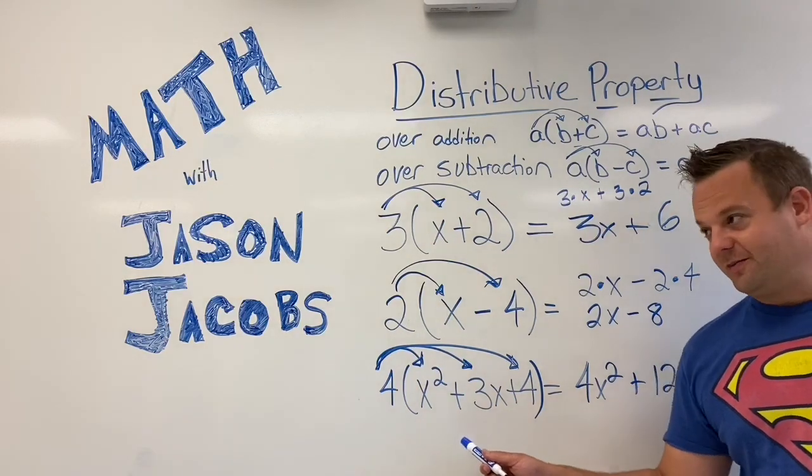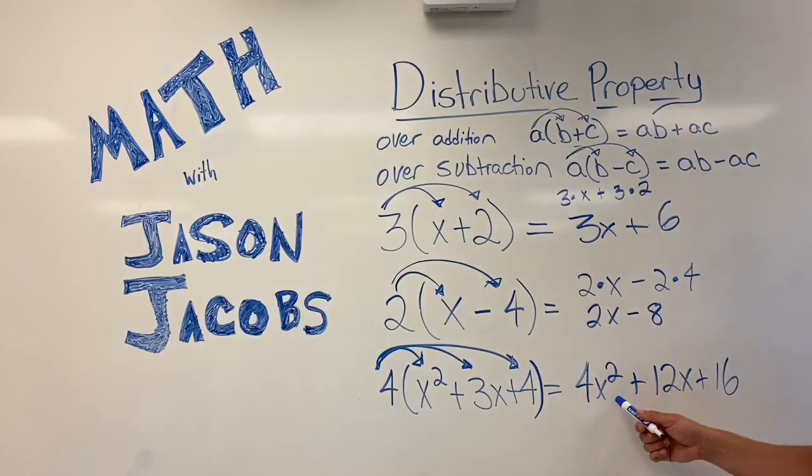So notice how we distribute it out, and we get 4x squared plus 12x plus 16. And we can't combine, this is a different term, that's a different term, and that's a different term.